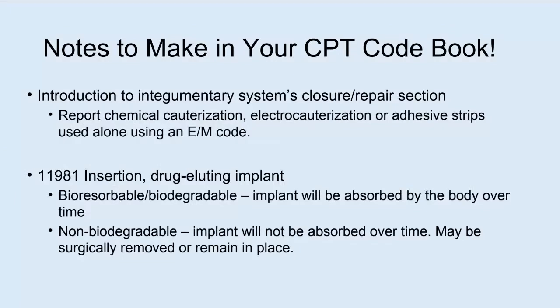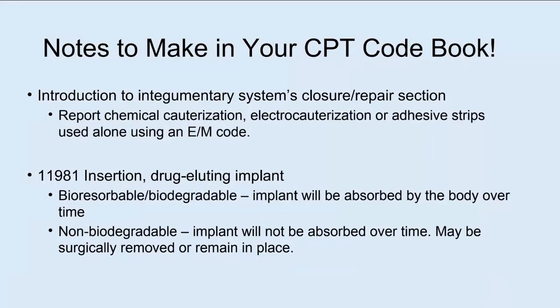Okay, we've covered a lot. It's impossible to remember all these guidelines and changes, so I'm going to make some suggestions of notes to write in your book to help you remember. The last thing you want to do is be asking yourself questions or trying to look something up. Read things carefully in the guidelines, the introductions, when you're trying to take a test, particularly a certification test. Okay, so the introduction to the integumentary system closure repair section. Underline, highlight, write in: report chemical cauterization, electric cauterization, or use of adhesive strips only. Use an E&M code, not a repair code.